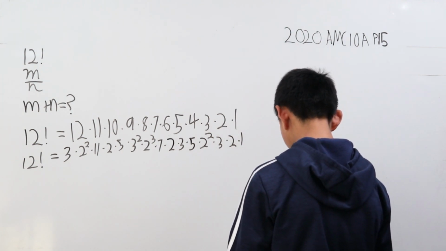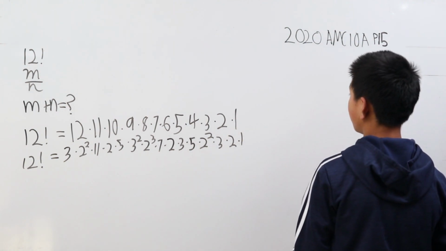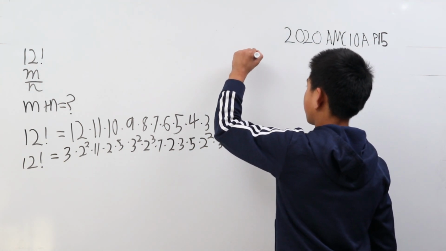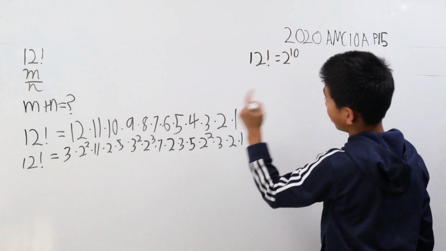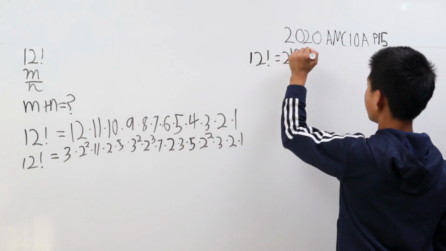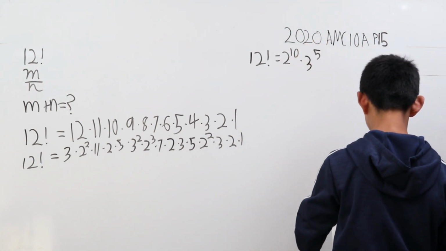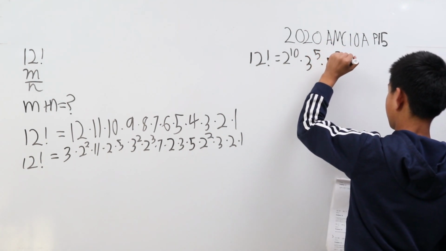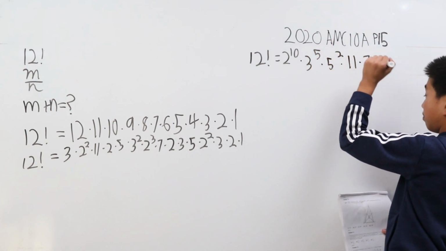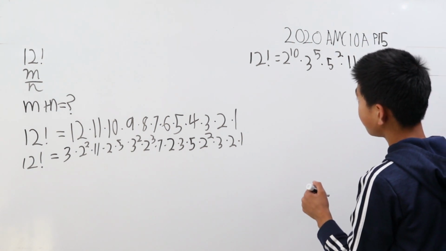Now we can count up all these numbers and basically add up the exponents. So 12 factorial is 2 to the 10th power, times 3 to the 5th power, times 5 squared, times 11, times 7. This will be all the numbers we have here.